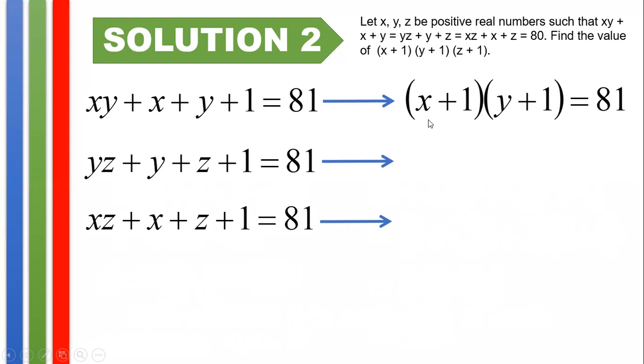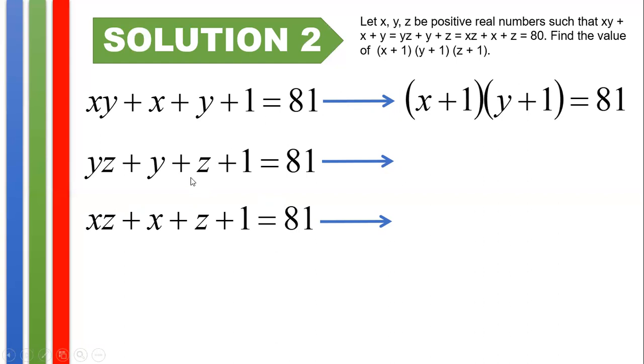To check, you may perform the FOIL method. So x times y, we have xy here. X times 1 will be plus x. 1 times y will be positive y. And 1 times 1 will be positive 1, or simply plus 1. That's why this is the correct factored form of the left-hand side, equals 81.